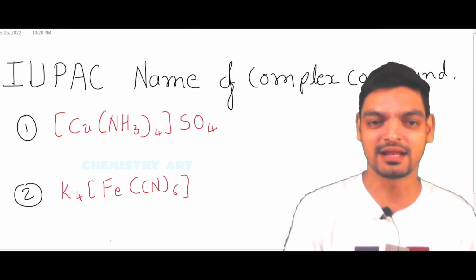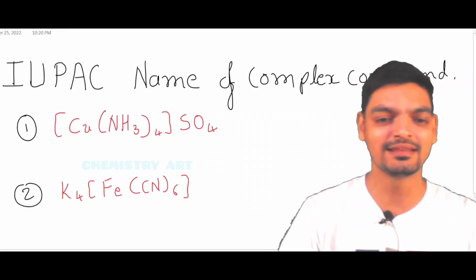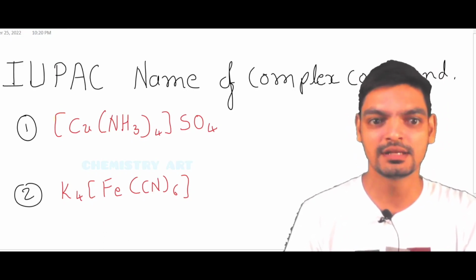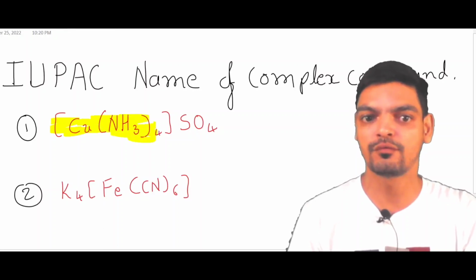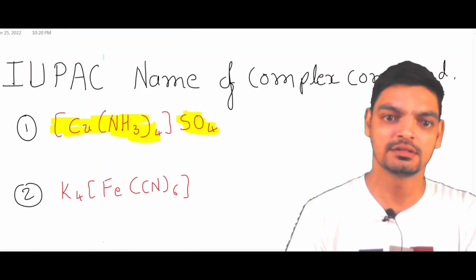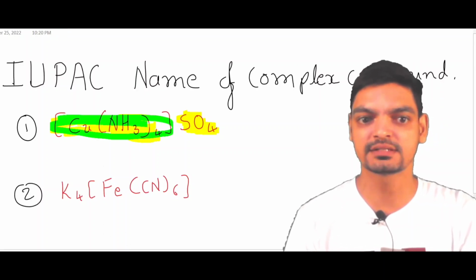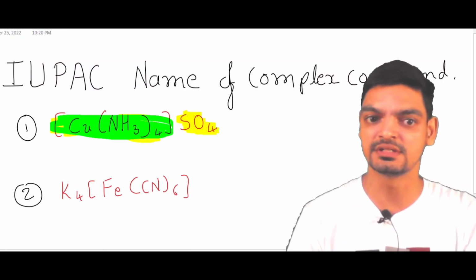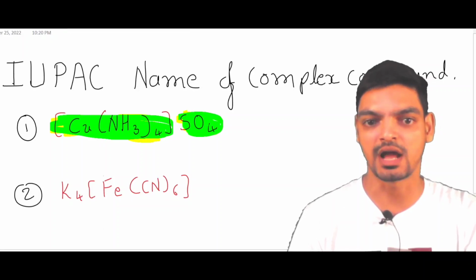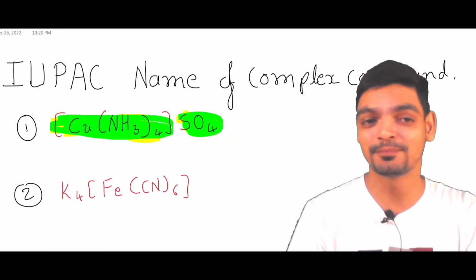So let's write down the IUPAC name of the complex compound. As you can see on the screen, two compounds are there. So the first one is [Cu(NH3)4]SO4. Here you can see that [Cu(NH3)4] makes the complex ion, which is positive, and SO4 is a counter ion. So here the complex ion is positively charged.